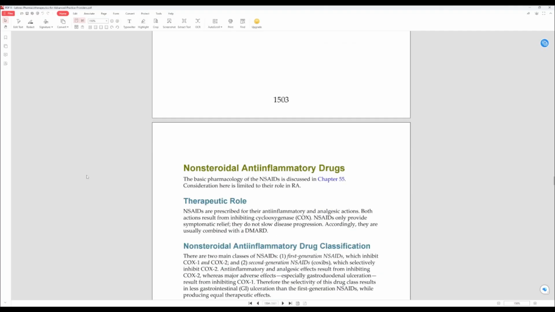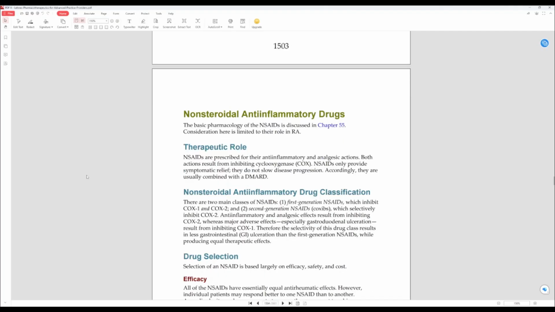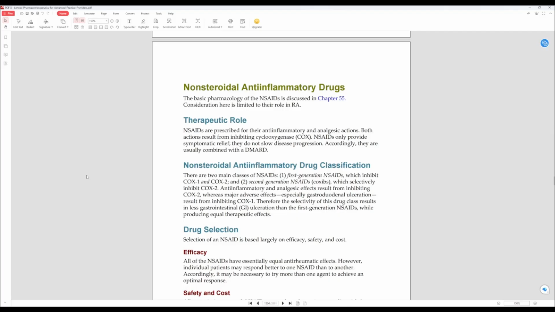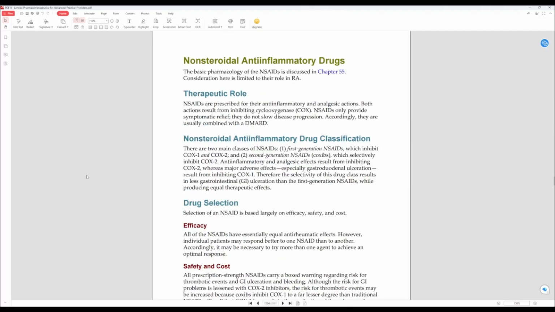Which brings us to nonsteroidal anti-inflammatory drugs. The basic pharmacology of NSAIDs is discussed in Chapter 55. Consideration here is strictly limited to their role in rheumatoid arthritis. Their therapeutic role: NSAIDs are prescribed for their anti-inflammatory and analgesic action. Both actions result from inhibiting cyclooxygenase. NSAIDs only provide symptomatic relief. They do not slow disease progression. Accordingly, they are usually combined with a DMARD.